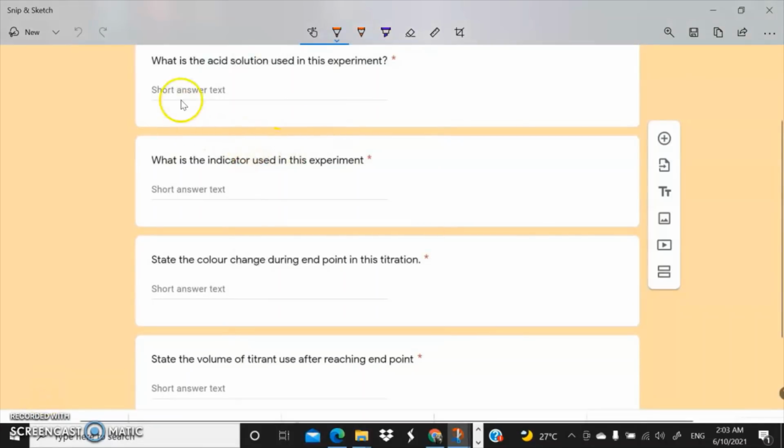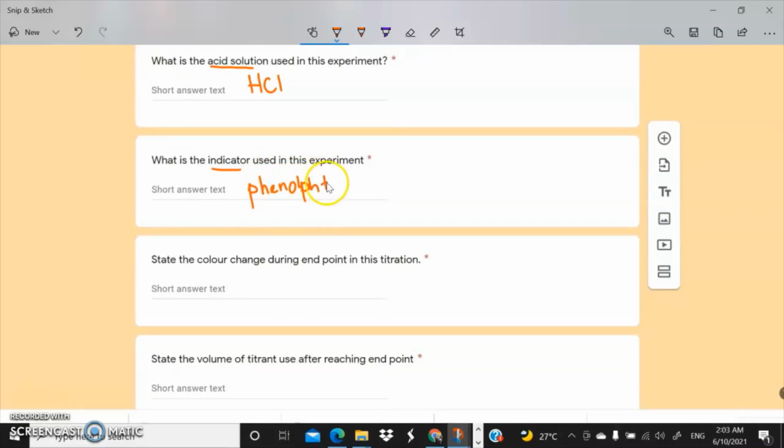Let us continue our report. What is the acid solution used in this experiment? So we use HCl. What is the indicator used in this experiment? So we use phenolphthalein. Okay, the following question. State the color change during the end point in this experiment. So what is the color change? Colorless to pale pink.